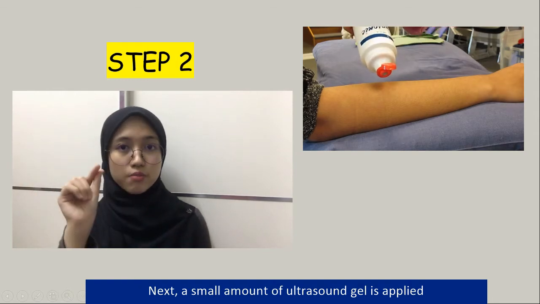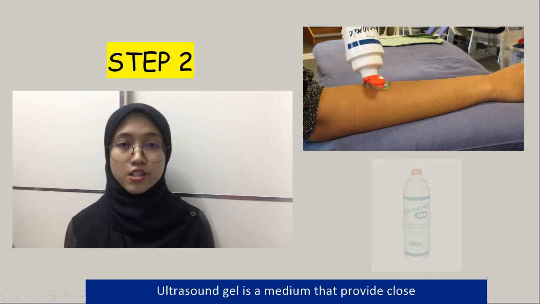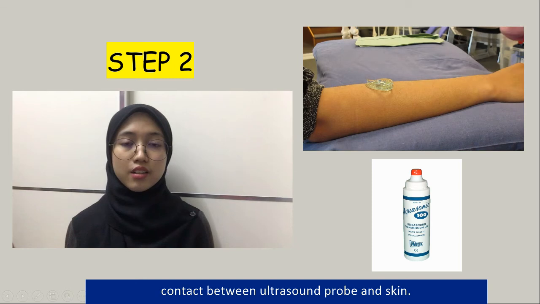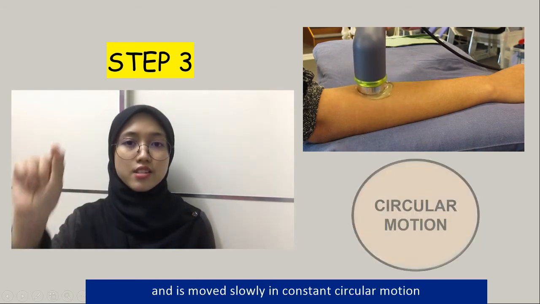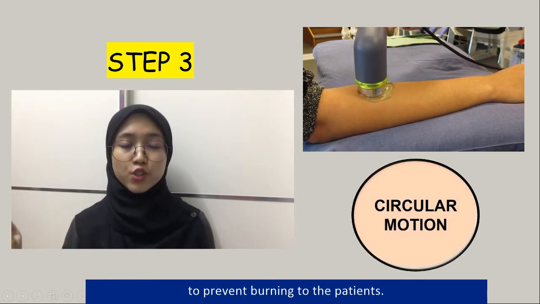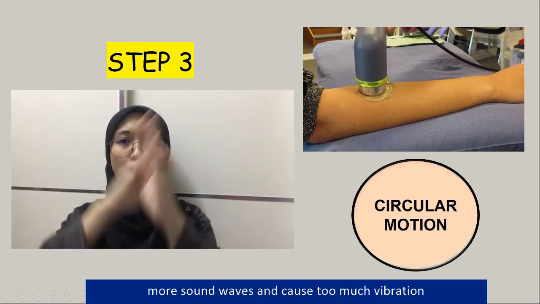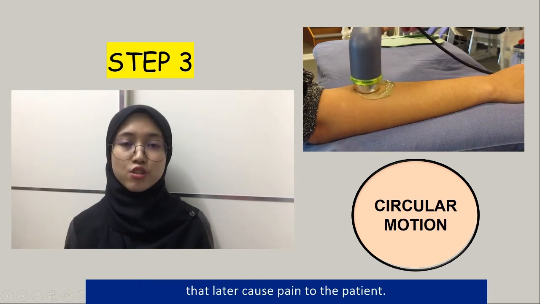Next, a small amount of ultrasound gel is applied to the particular body part that is injured. Ultrasound gel is a medium that provides close contact between the ultrasound probe and skin. It also reduces friction and increases transmission of the ultrasound wave to the injured area. Then, the ultrasound probe is directly placed on the skin and is moved slowly in a constant circular motion to prevent burning of the patient. If the probe is kept at one spot, it accumulates more sound waves and causes too much vibration that later causes pain to the patient.